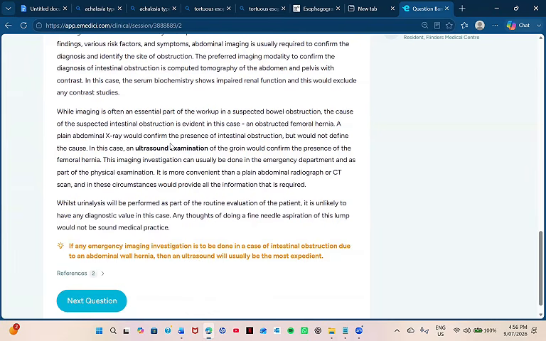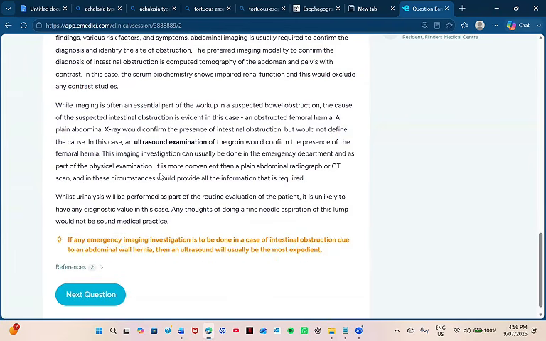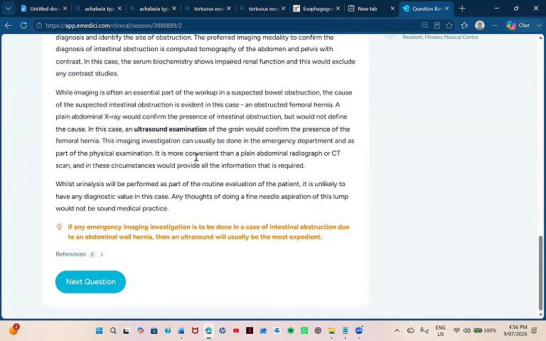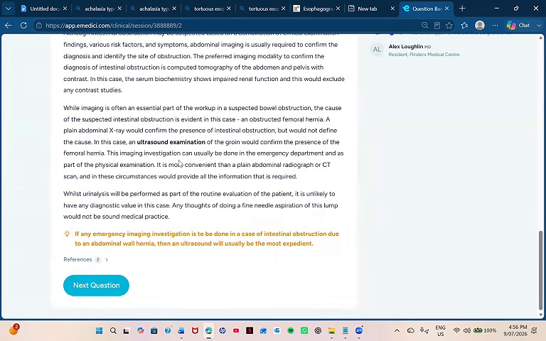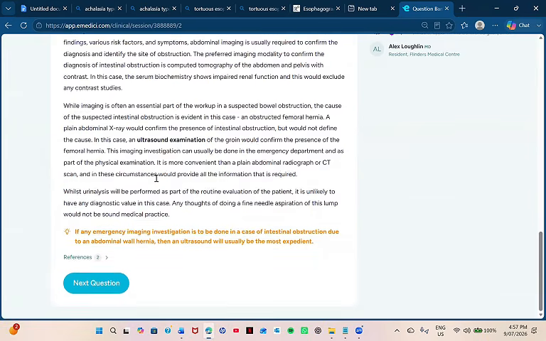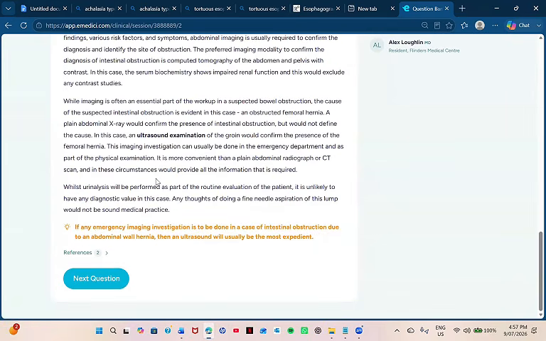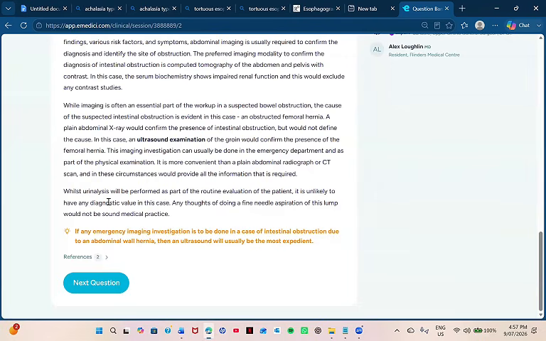A plain abdominal X-ray would confirm the presence of intestinal obstruction, but would not define the cause. In this case, the ultrasound examination of the groin would confirm the presence of the femoral hernia. This imaging investigation can usually be done in the emergency setting, and it is more convenient than a plain abdominal radiograph or CT scan.